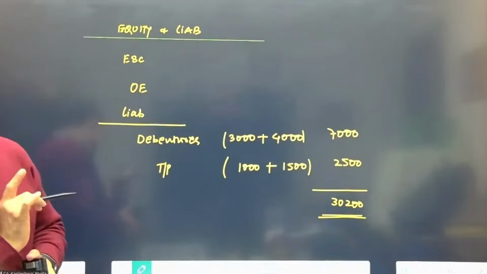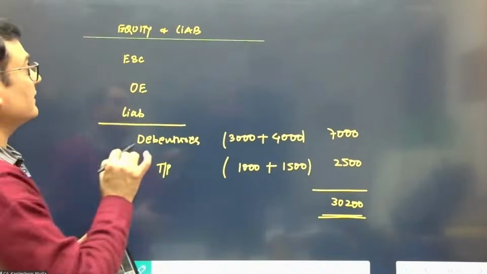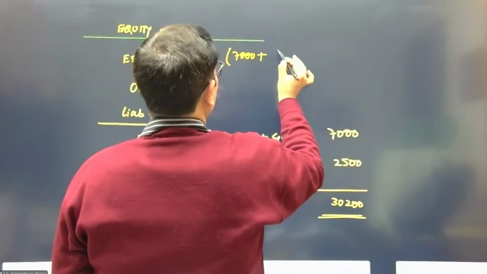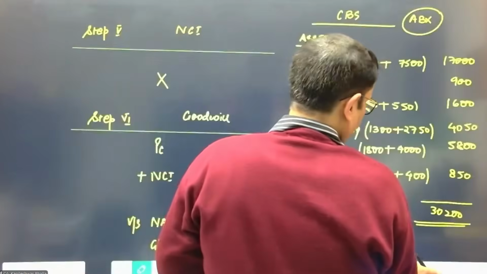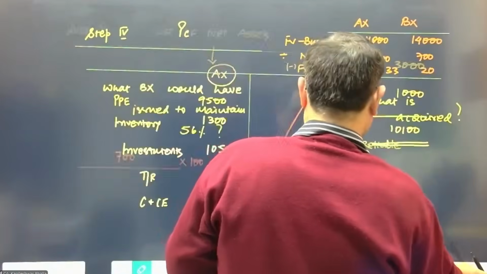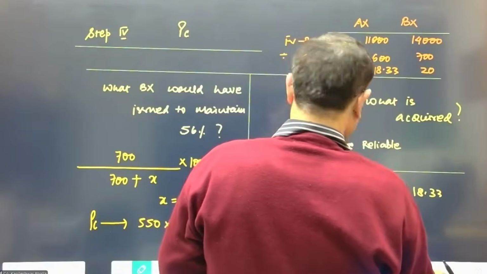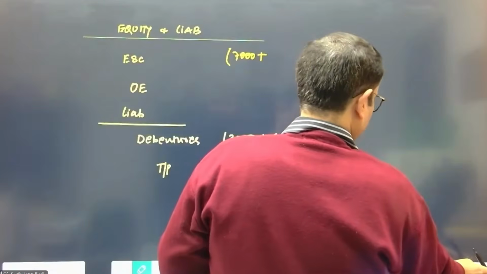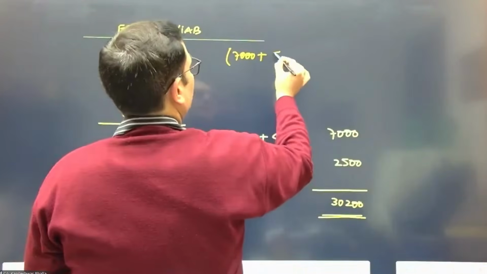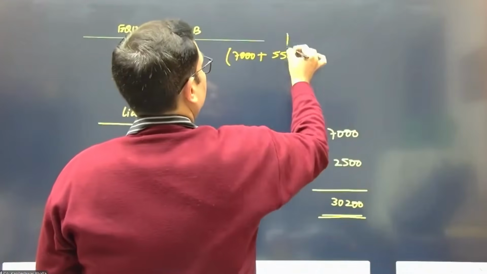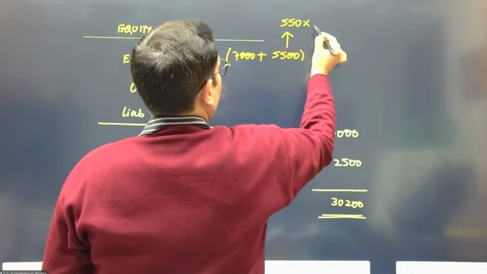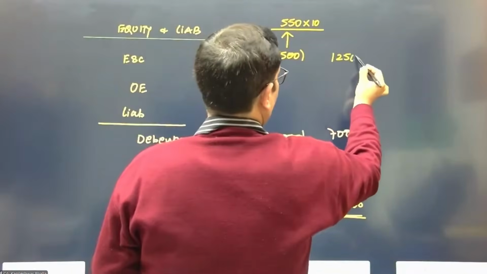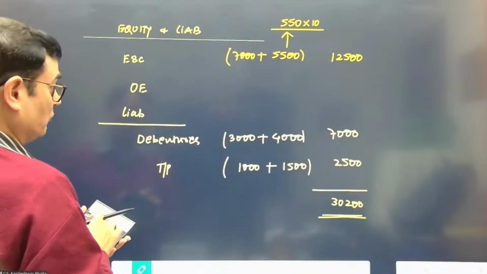So the share capital of the company BX is appearing to the extent of 7,000. And the purchase consideration, we issued, I guess, 550 shares, 10 is the face value. So 550 shares into 10, that is the face value, this is going to be 5,500. This is 12,500. And I can take equity as a balancing figure.